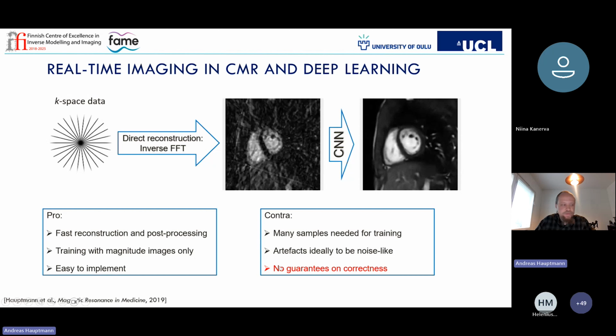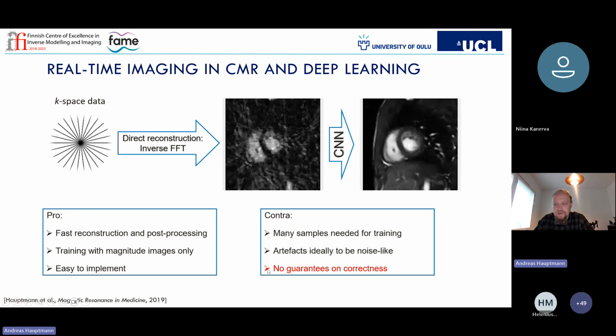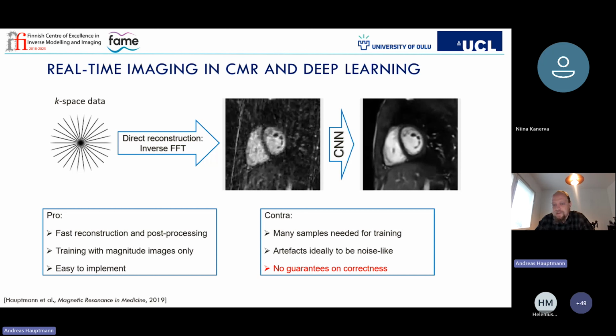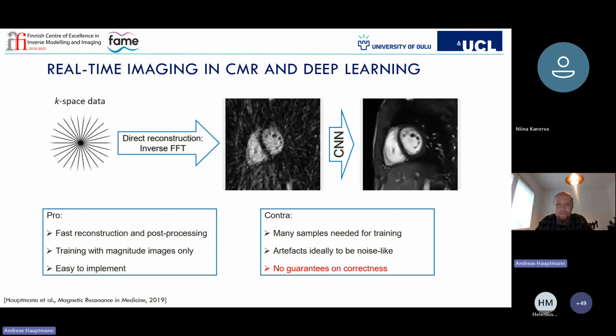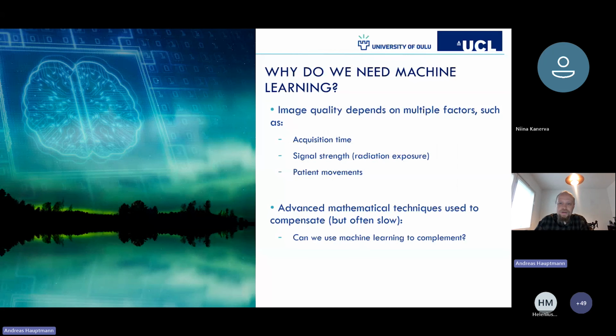But the biggest problem for us mathematicians is that we do not get any guarantees on what we do. This is just the post-processing, so it just cleans up the image. Okay. So why do we need machine learning? I think it has become pretty clear in the last years that the image quality in our choice of imaging modality depends very much on the acquisition time and the signal strength. For instance, if we use X-rays, we would like to use a lower dose, then we get noisier images, and as we just saw, patient movements.